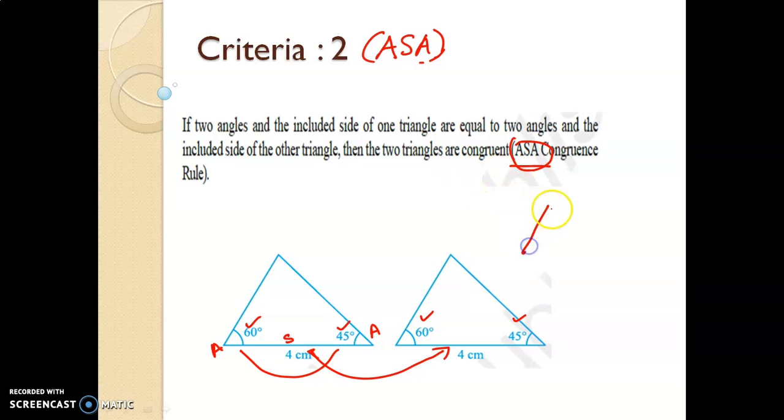Suppose two triangles are like this. For example, this one, A, B, C. This one 40 degree, and this one 50 degree, and this one 30 degree, and this one 50 degree, and here 3 centimeter, here also 3 centimeter. It means one of the angles is the same, and the sides are also the same, but the other angles are different. They are not congruent to each other, and they do not come under this category. So it should satisfy this condition.